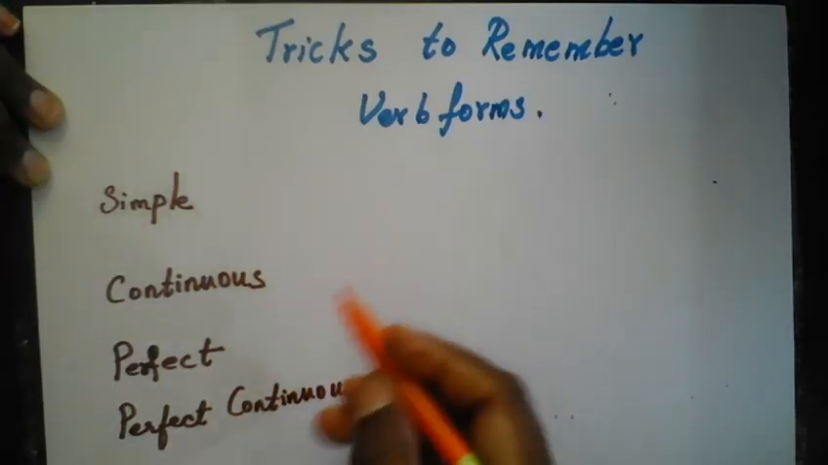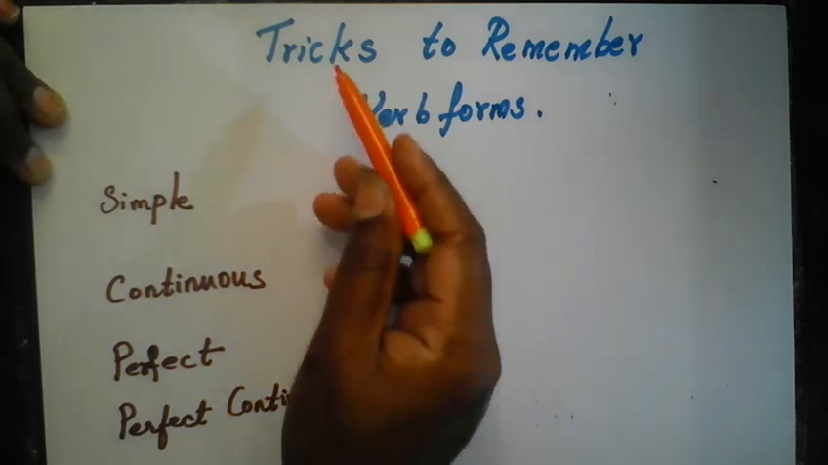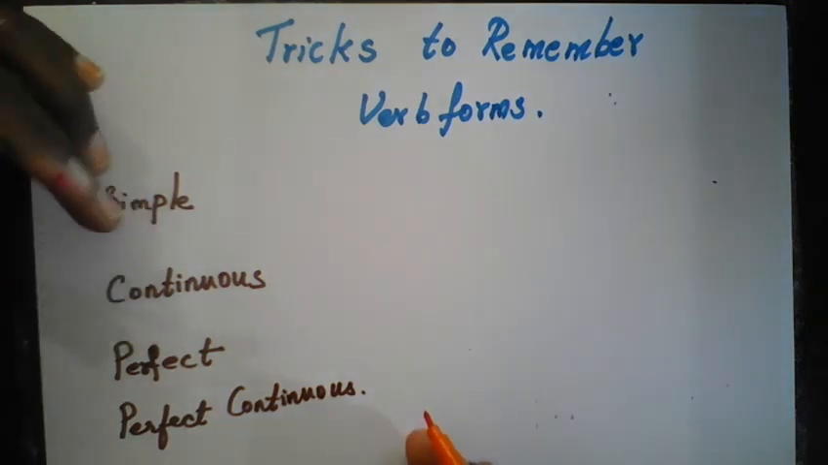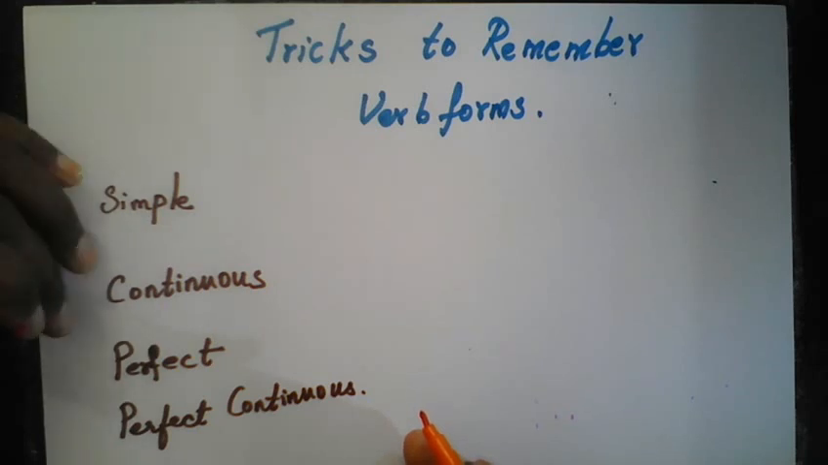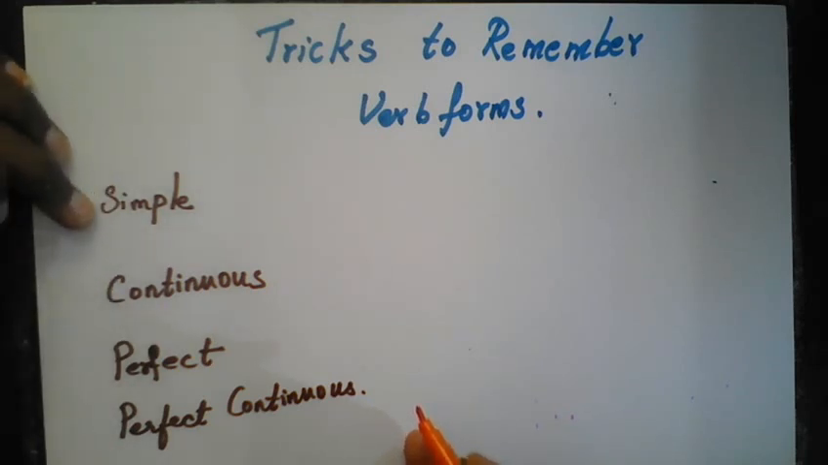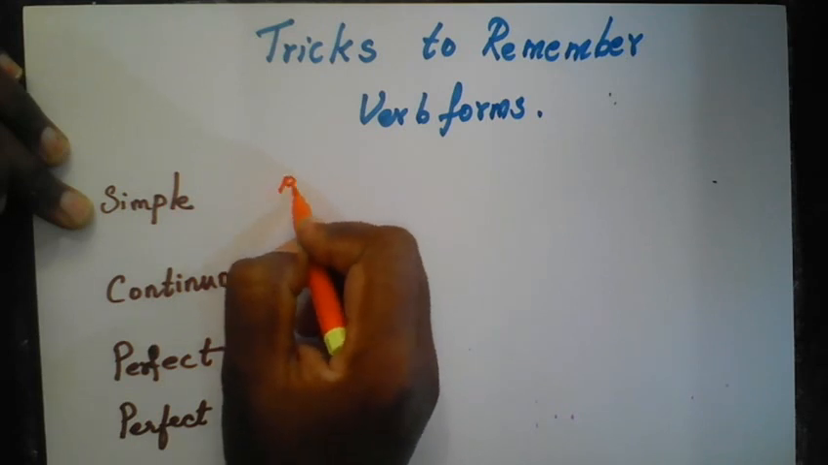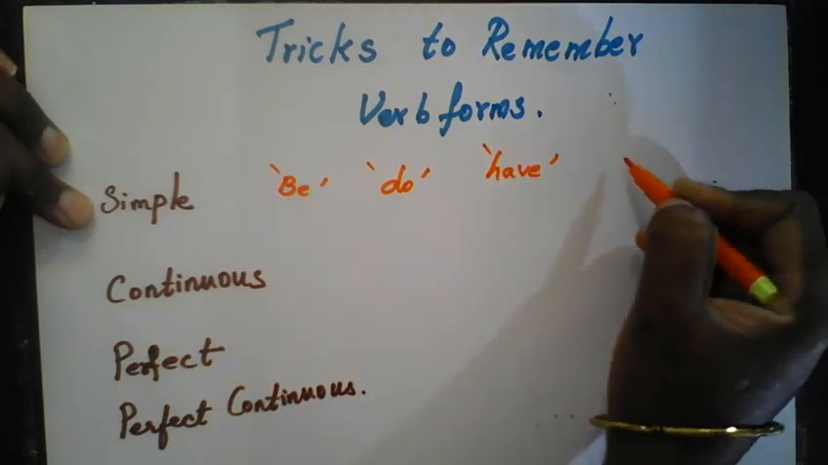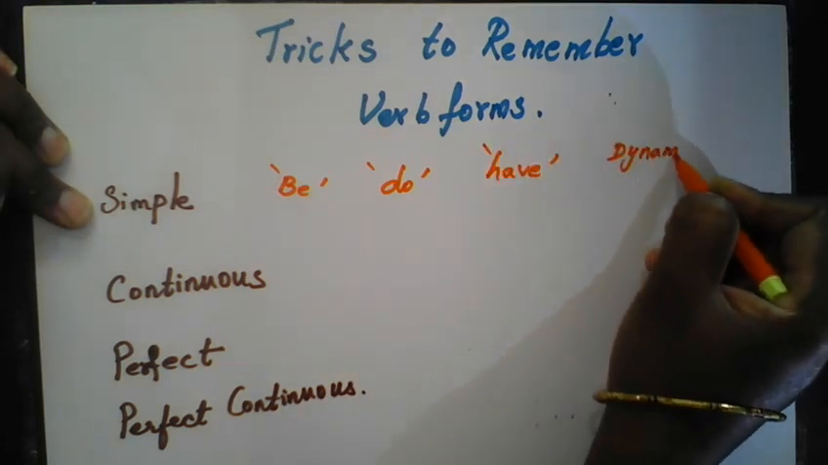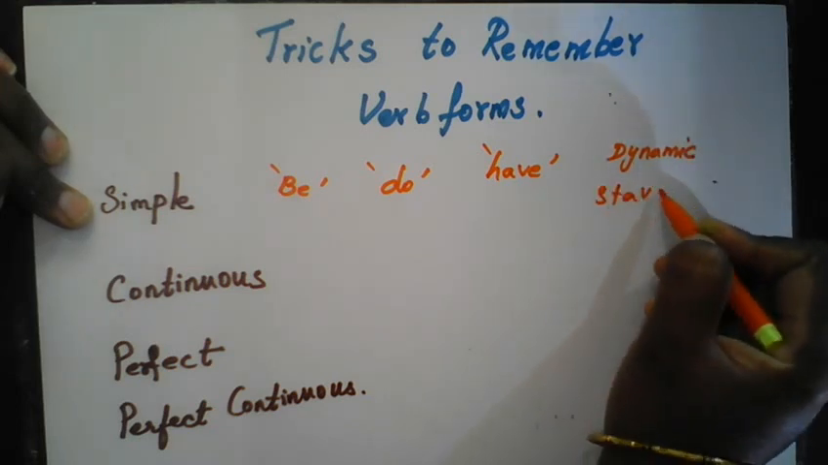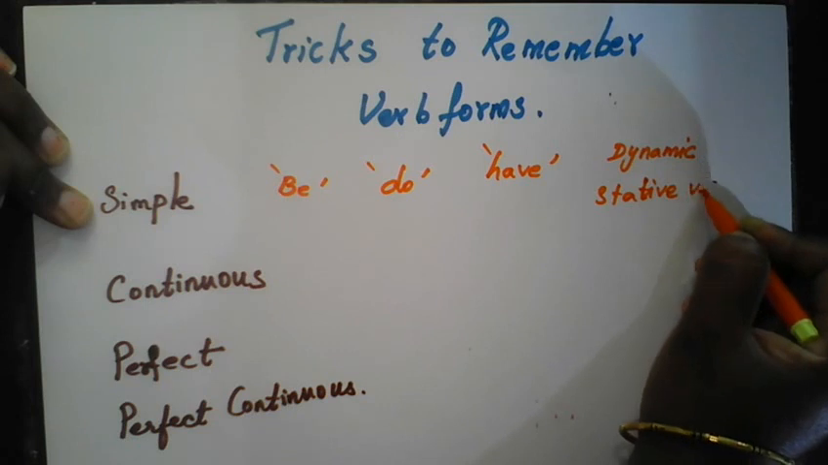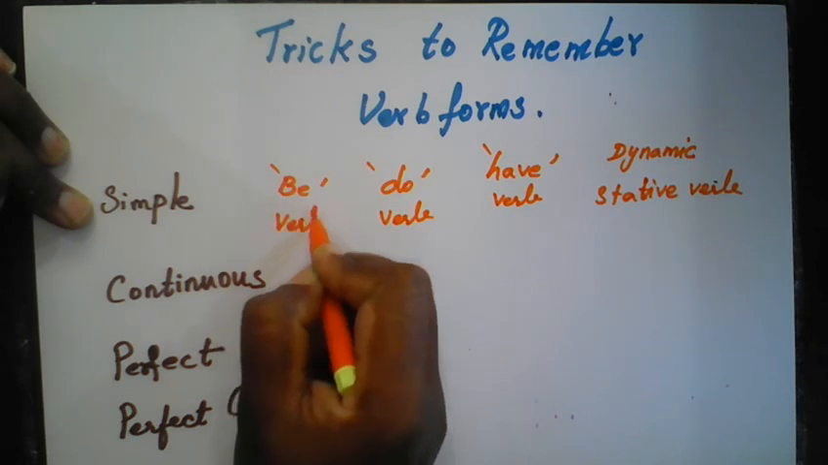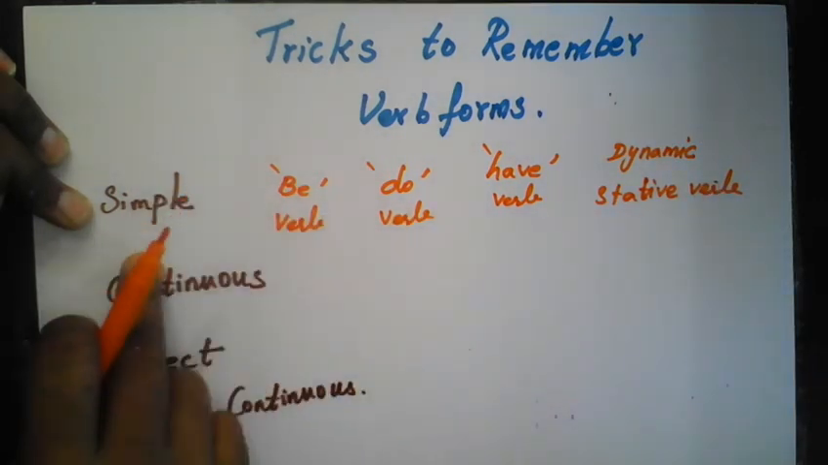I have told you in the previous grammar videos tricks to remember the verb forms, right? And this knowledge will help you to identify the kinds of tenses. Okay, my dear children. See, if it is a simple tense, we have to mind the be verb, do verb, have verb, and action verbs like dynamic and stative verbs, right? So, be verb, do verb, have verb. These are the important things in simple.